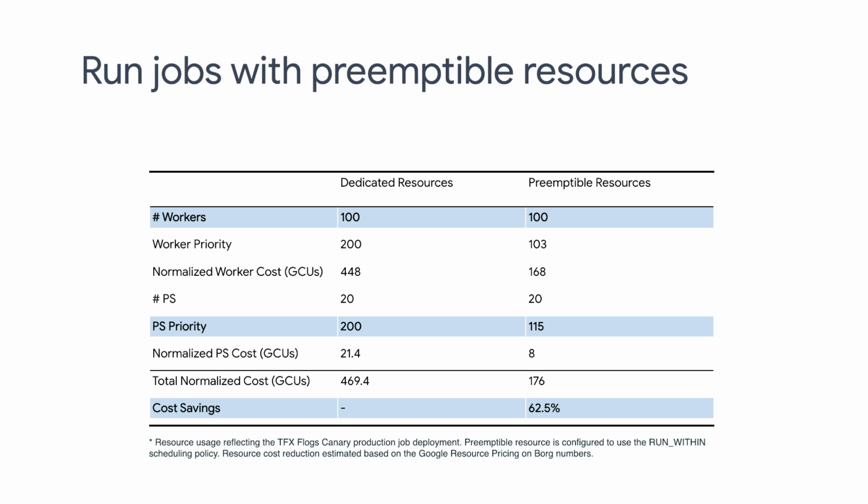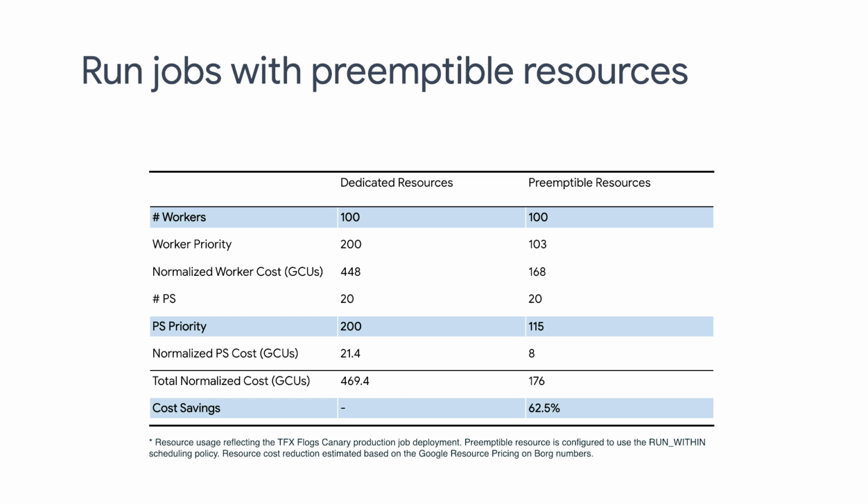According to the Google resource pricing on Borg, using preemptible resources, especially at batch priority, can reduce 50 to 85% of resource cost compared to using dedicated, highly available resources. And thus, supporting preemptible resources is actually crucial for large-scale production jobs.